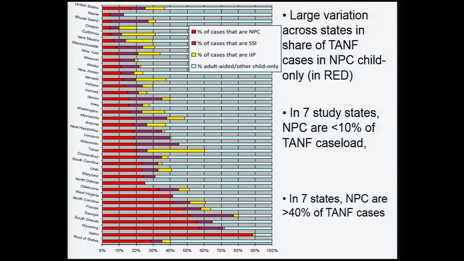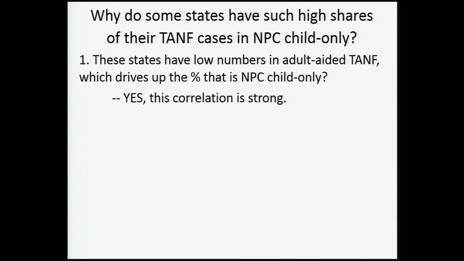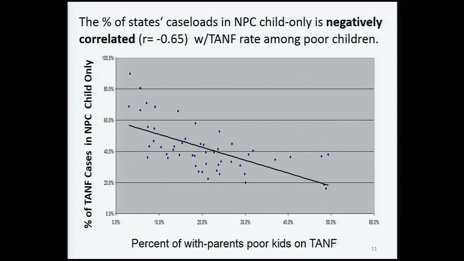This makes the point with the red bars that I already made, that from 5% to 80% of state TANF caseloads can be in red, which is non-parent caregiver. So why do some states have such high shares of non-parent caregiver? Well, I already suggested that there may be some crowding out, and indeed, there is a statistical correlation that is quite strong, where the percent of children living with poor parents in low-income parent-present families is negatively correlated with the share of the TANF caseload that is comprised of non-parent caregiver cases.